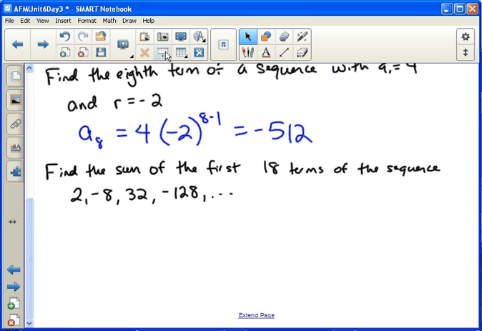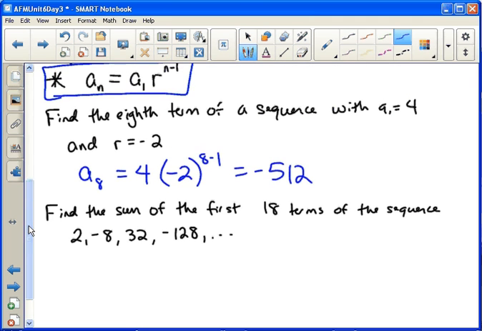But if you're asked to find the sum, then there's 2 routes you can go. The first, which is the one I would recommend, is using sigma notation. Okay, so if we use a sigma in combination with our formula up here that's in blue, we can do this pretty easily. We say, okay, sigma, and I want to do the first 18 terms, so I would start at 1 and go up to 18.